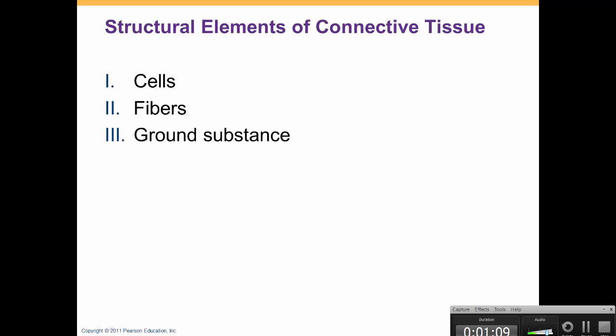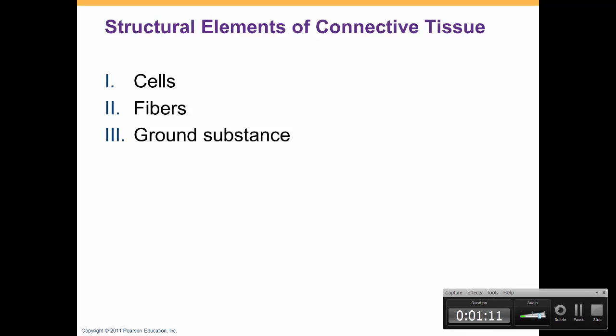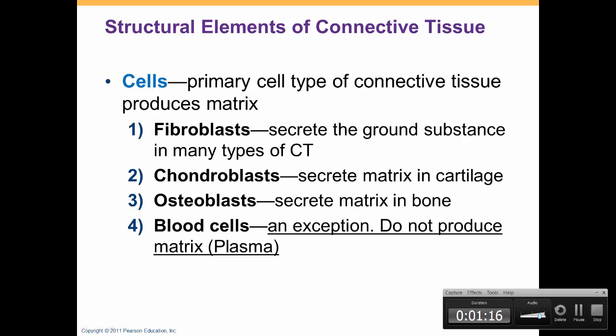So let's start by defining these three terms: the cells, the fibers, and the ground substance of the connective tissue. Cells: there is one primary cell type of the connective tissue that produces the matrix. This doesn't mean that there are not other cells. Any connective tissue could have more than one cell type, but the main one is the one that secretes the matrix. For example, we have fibroblasts, chondroblasts, osteoblasts, and blood cells.